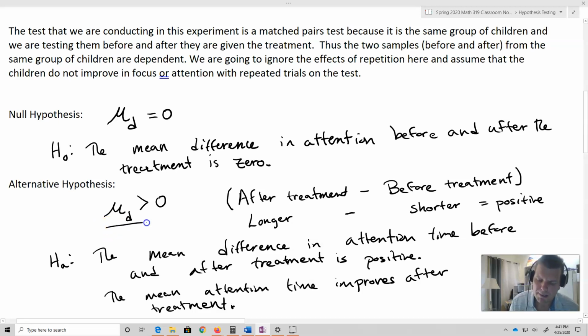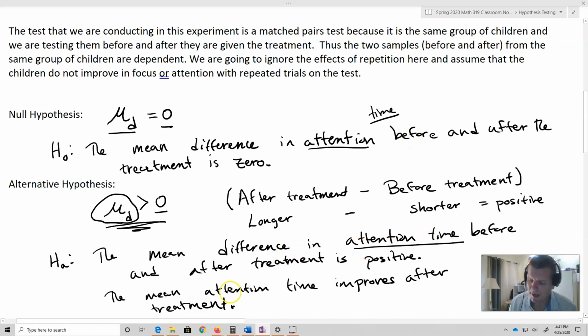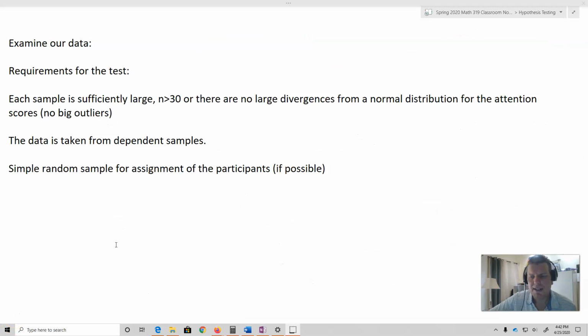Notice symbolically we've got mu d, that's our mean difference, is going to be greater than 0, and our null hypothesis is strictly that it's equal to 0. That's basically our standard hypothesis testing writing. Notice here too that I'm saying what it is that I'm in fact measuring. I'm measuring difference in attention, and we could even say attention time, before and after the treatment. Mean difference in attention time. That lets everybody know that we're measuring attention time. Now we're going to examine our data.